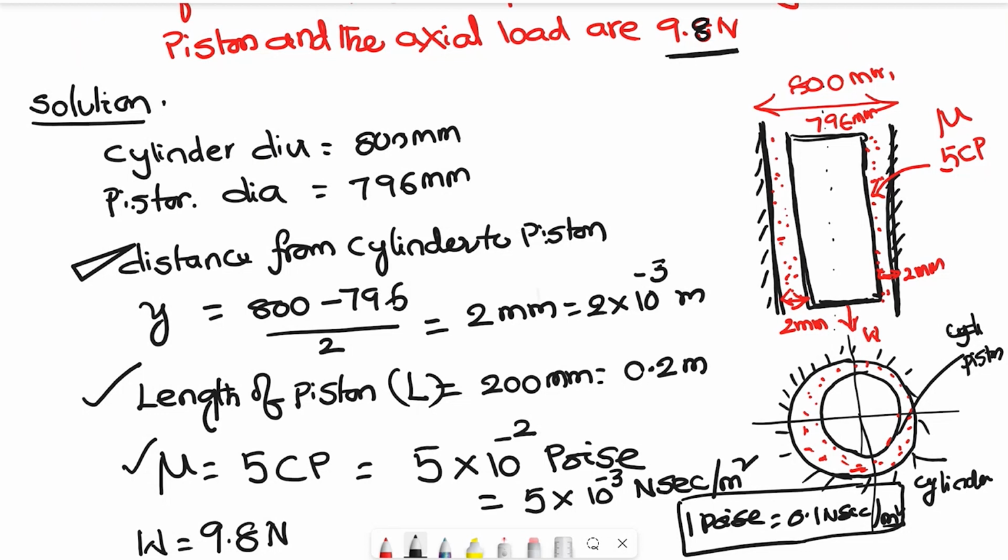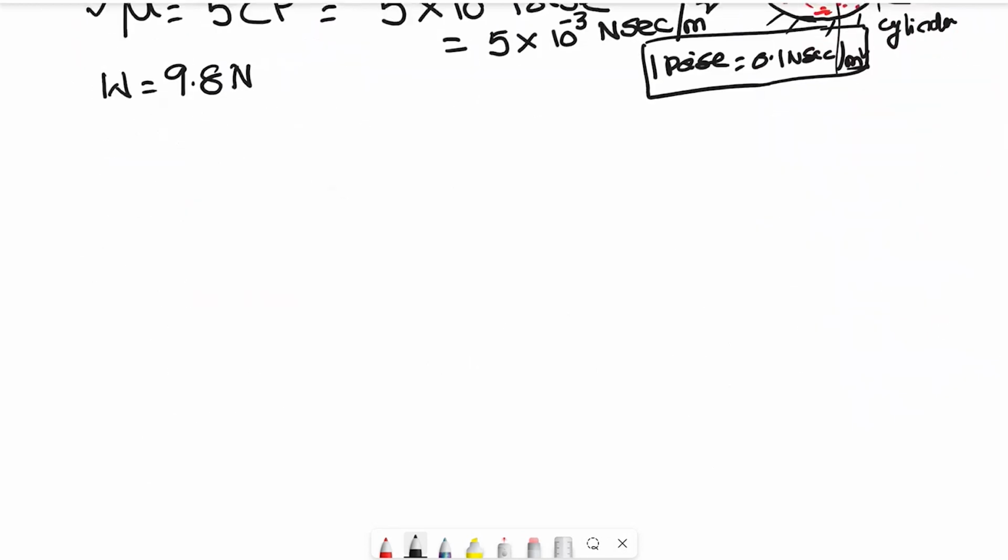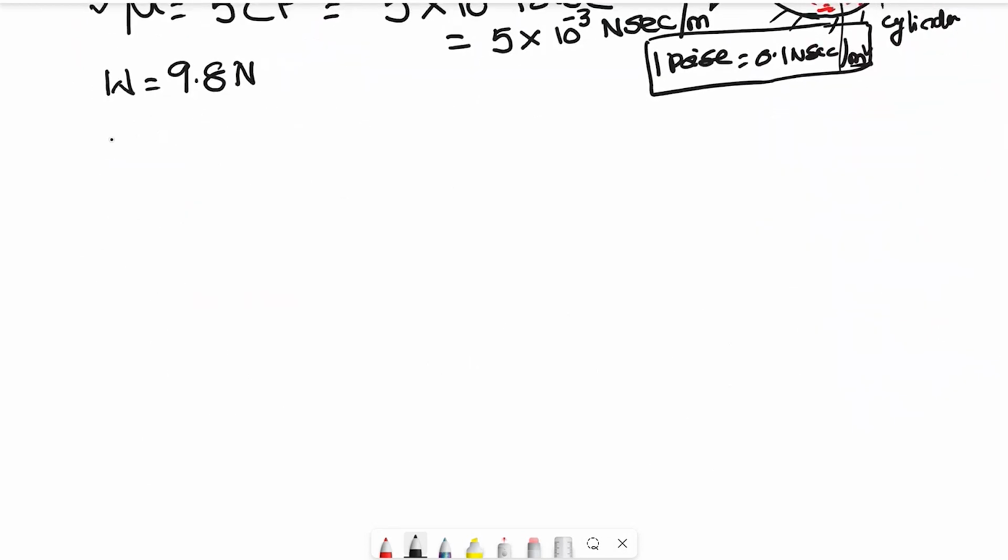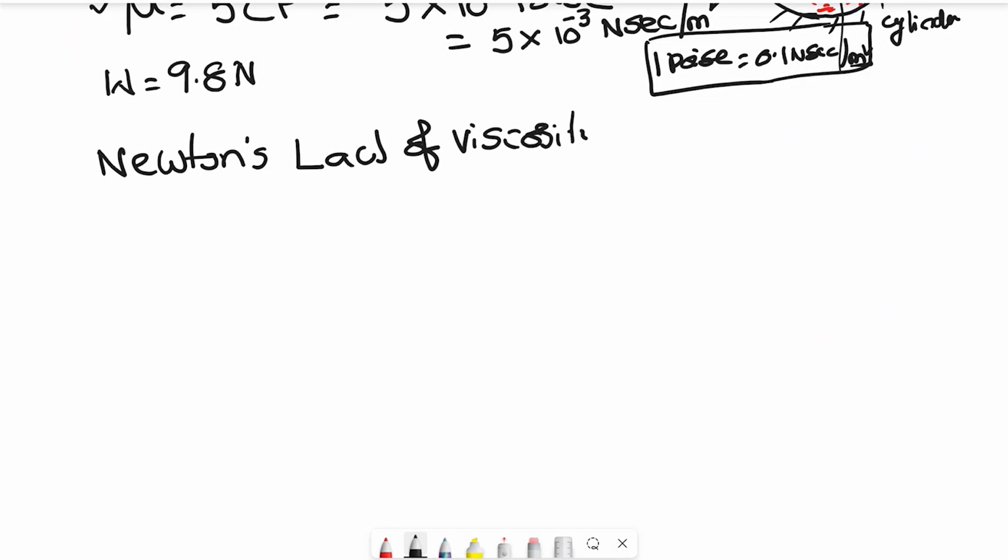So always, for any of our problems, we always write Newton's law of viscosity, because any viscosity problem finally depends only on Newton's law of viscosity. That is the main source for us. What is Newton's law of viscosity? Tau is equal to mu into dv by dy. This we can also write as mu into v by y.